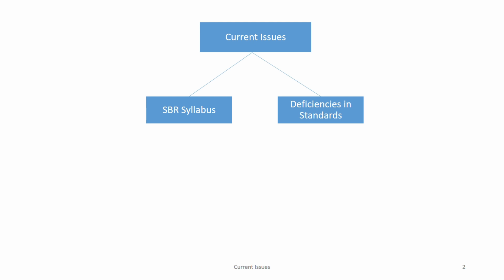I have a list for that, and after a few moments we'll come across those deficiencies. Not all standards, but some standards have deficiencies, so they are listed there. Make sure that you go through these deficiencies. I have already covered them when I was explaining the specific IFRS or IAS standard. Maybe if you've forgotten, you might have to go back and revisit those videos. So let's start with the SBR syllabus. These are the key current issues, four areas we are going to cover.